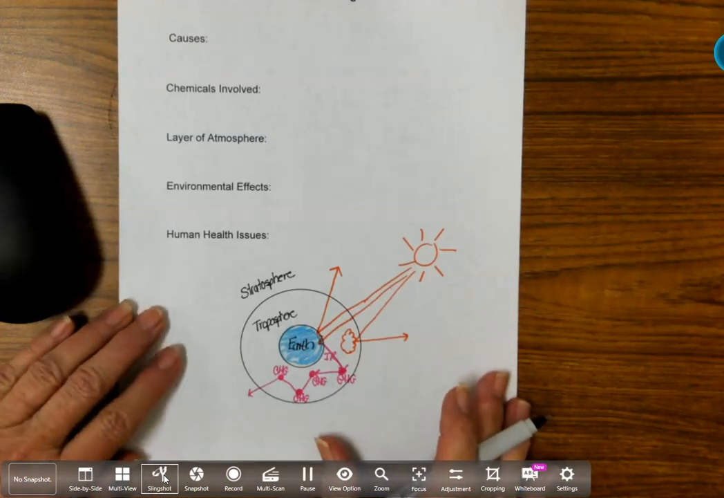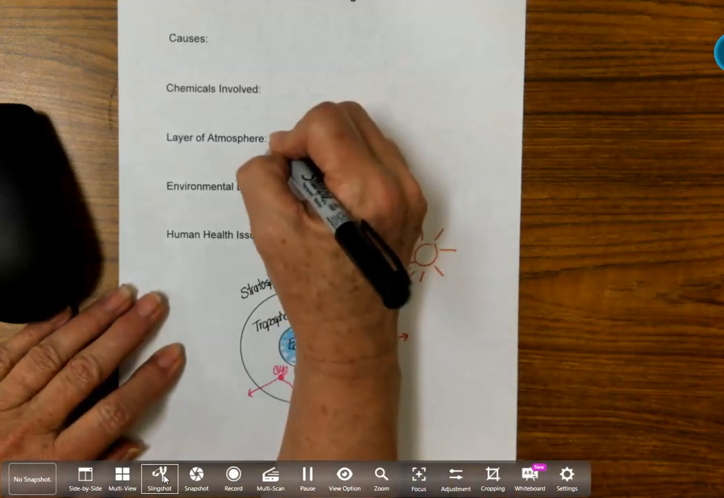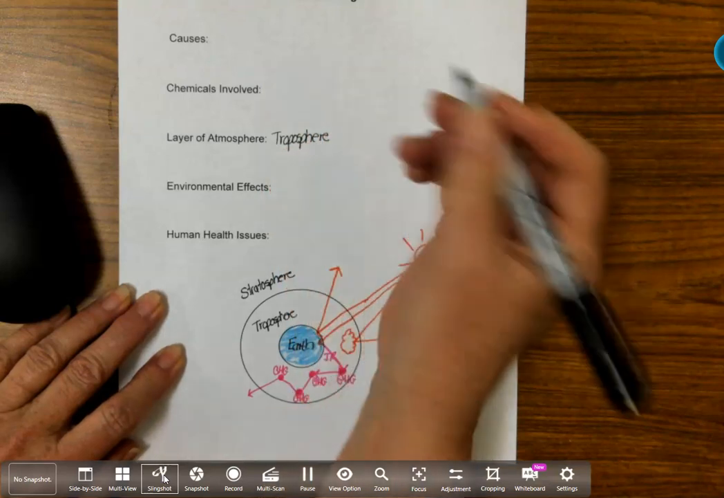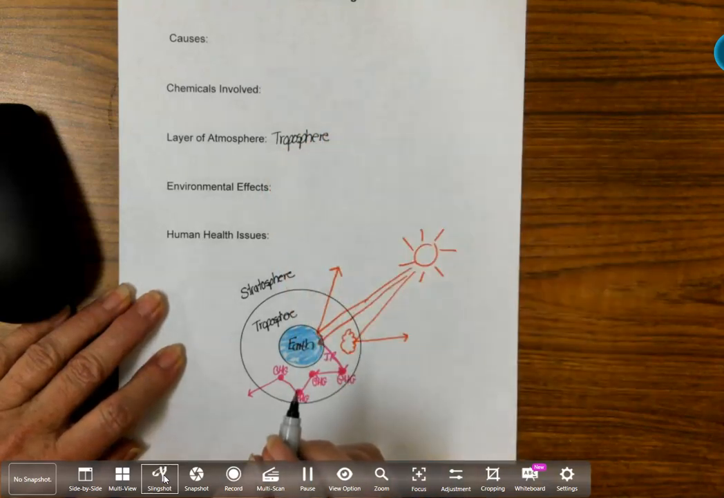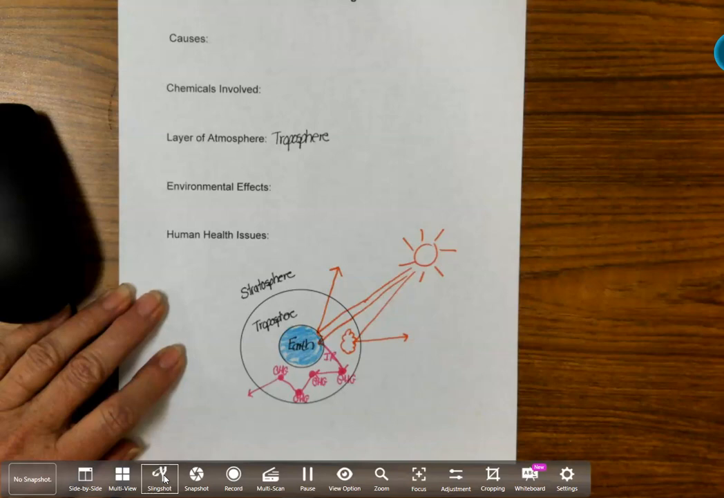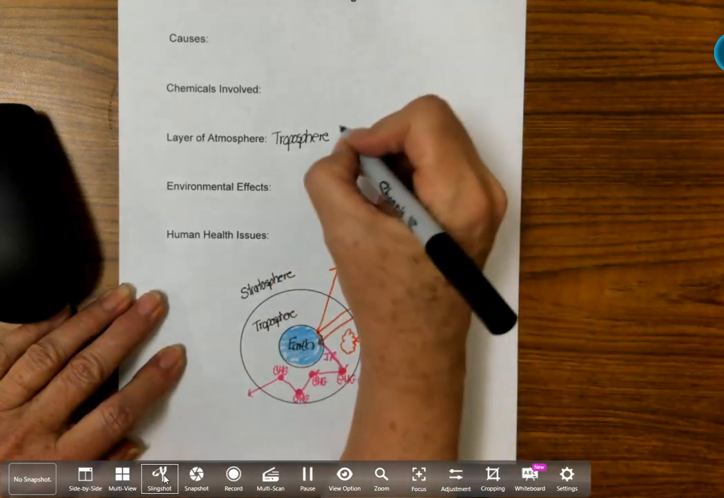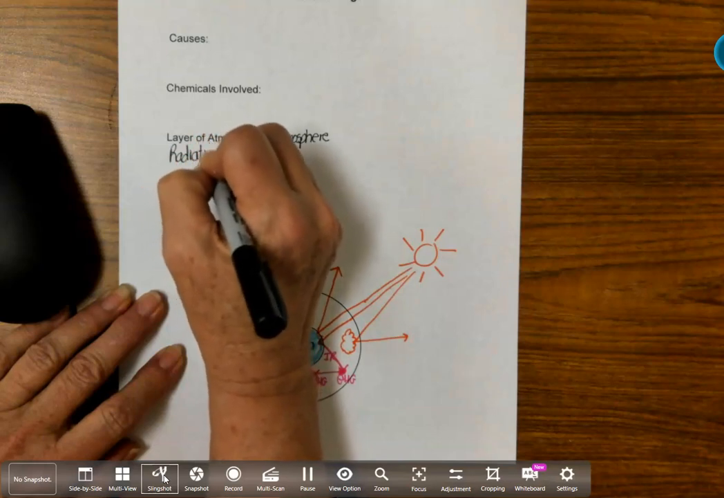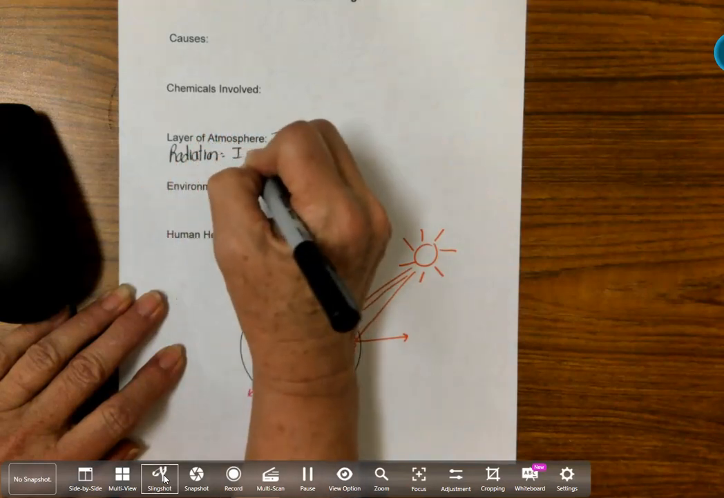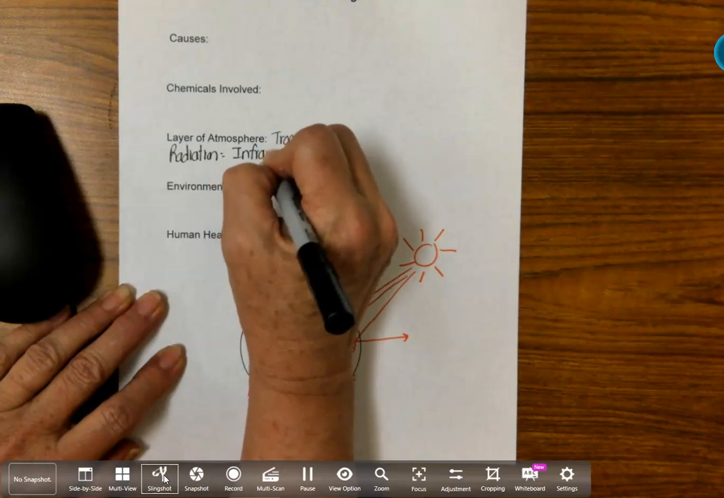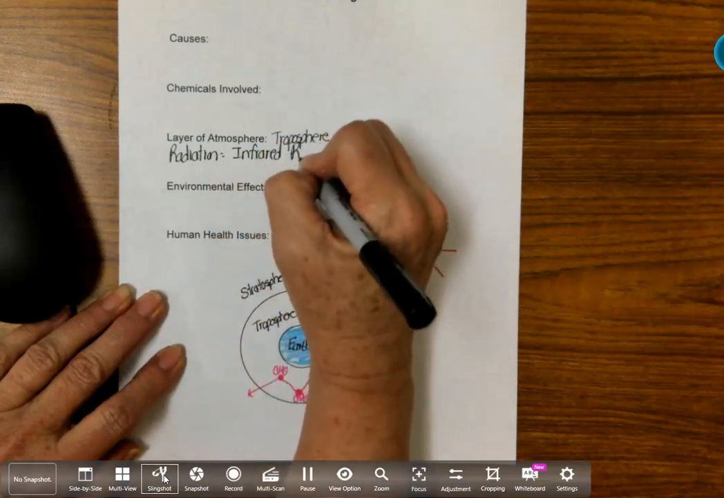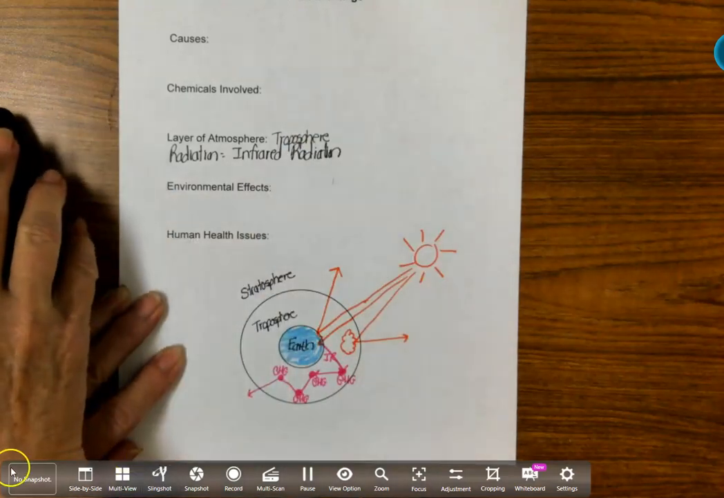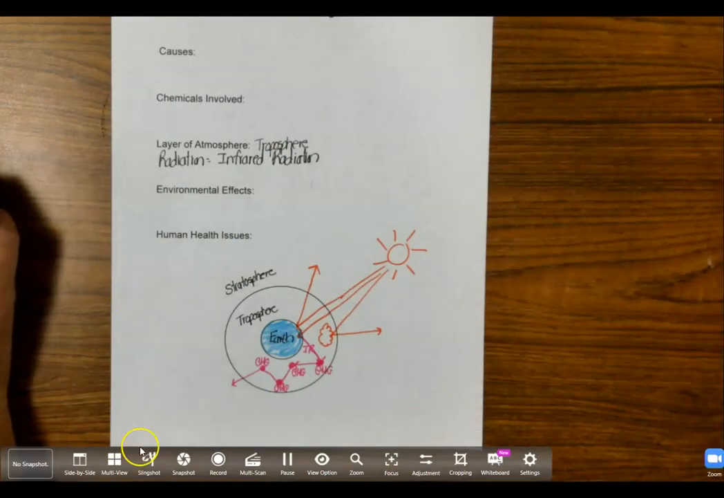So if I look at the layer of the atmosphere I'm concerned about here, it's the troposphere. And if I look at the radiation I'm concerned about, the radiation I'm concerned about here is this infrared radiation. So let's look at that real quick.